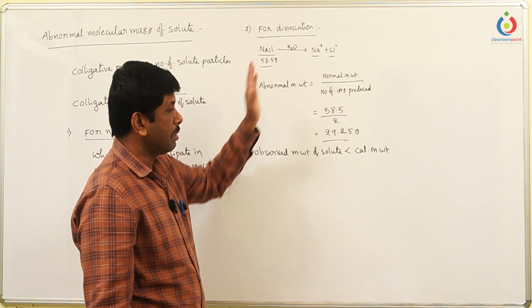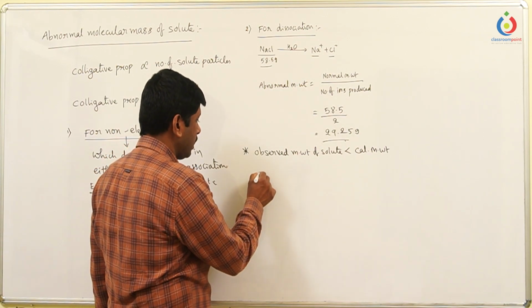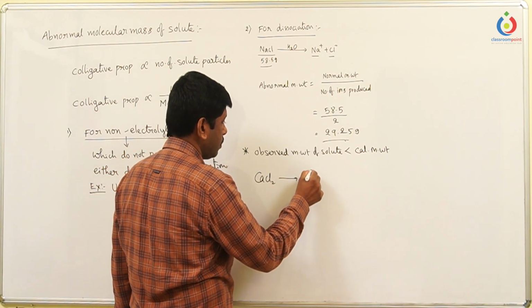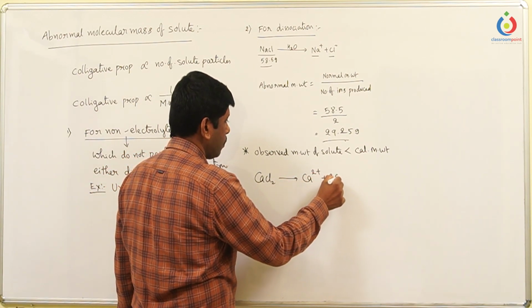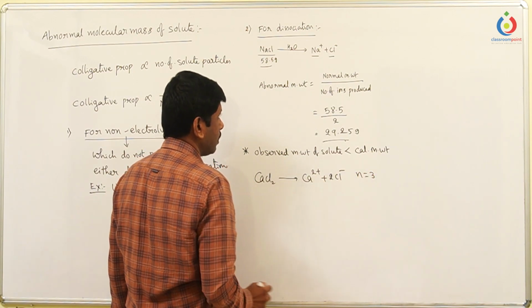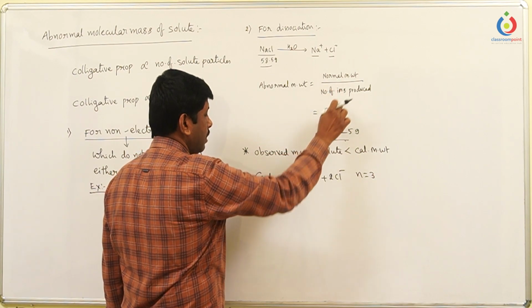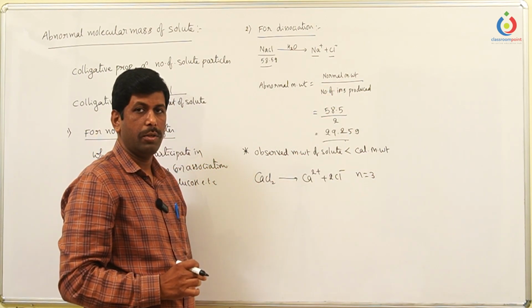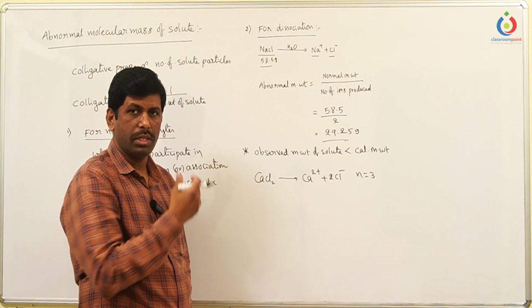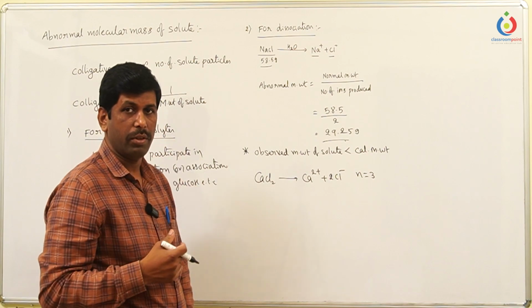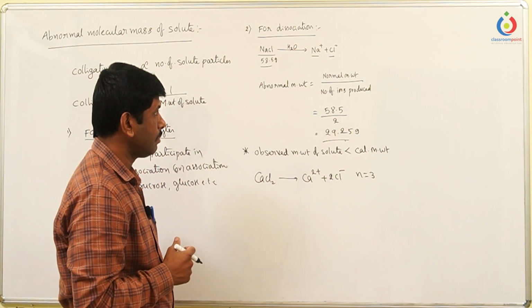If solute particles are produced by 3, for example, if you take CaCl2, it dissociates into Ca2 plus and 2 Cl minus ions. So the number of ions is equal to 3. Then the normal molecular mass is divided by the number of ions produced. So the molecular mass of this CaCl2, if you calculate using colligative properties, shall reduce by 3 times. So we get that value, not the exact value.